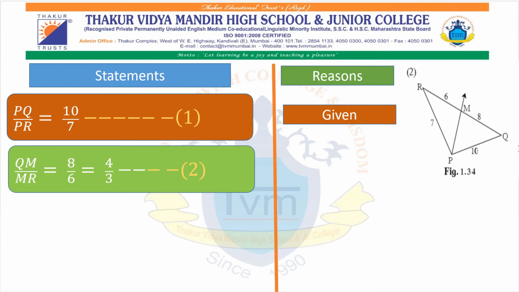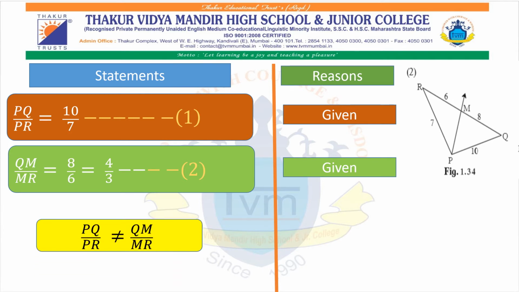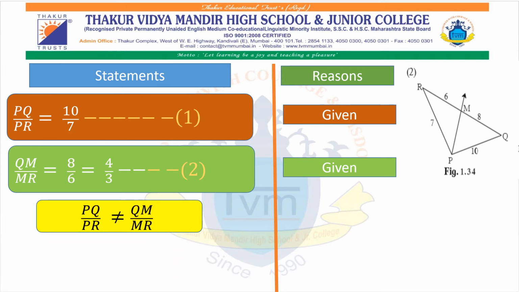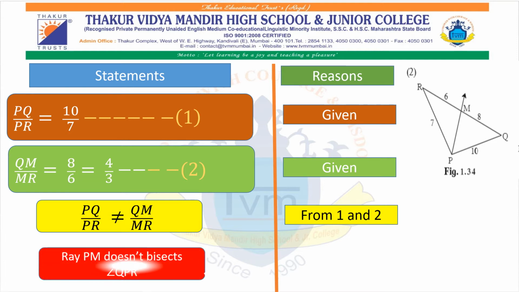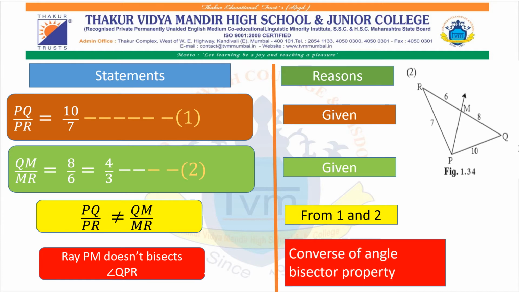So if you see equation number 1 and equation number 2, they are not equal. Equation number 1 we have got ratio 10 upon 7, and equation number 2 we have got ratio 4 upon 3. Therefore PQ upon PR is not equal to QM upon MR from 1 and 2. So here, since the ratios are not equal, ray PM does not bisect angle QPR. Again reason will remain same, that is angle bisector property.